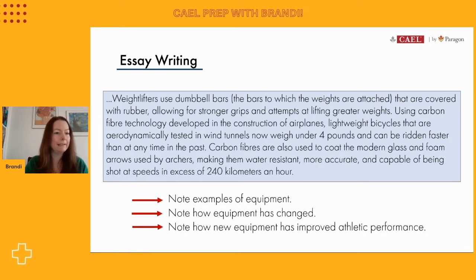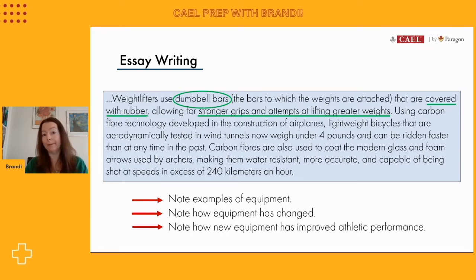All right, so here we go. It starts off with weightlifters use dumbbell bars. Dumbbell bars, that's one piece of equipment. And it's defined as the bars to which the weights are attached. So these dumbbell bars are covered with rubber. So that's how the equipment has been changed, allowing for stronger grips and attempts at lifting greater weights. So we've got enough information here that answers the question that we're trying to answer.